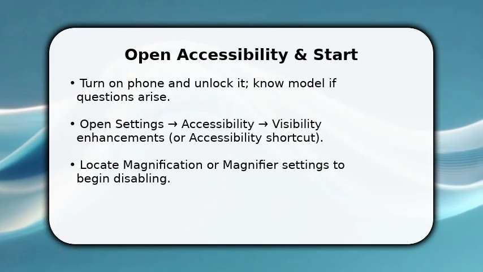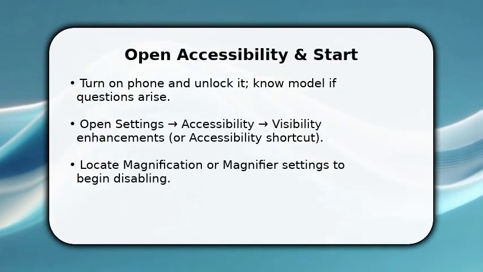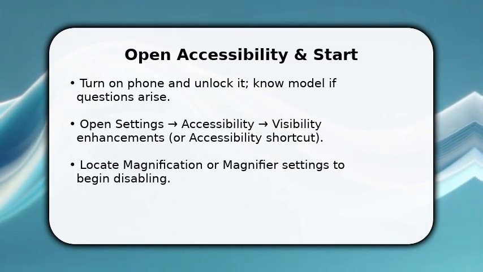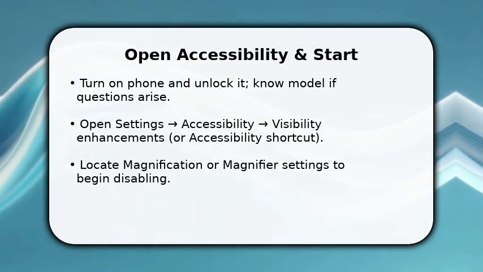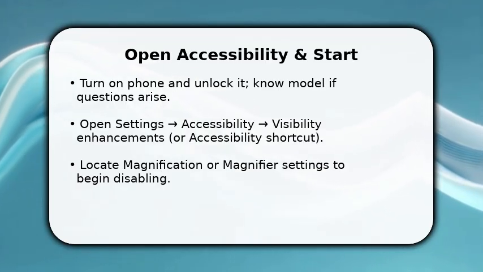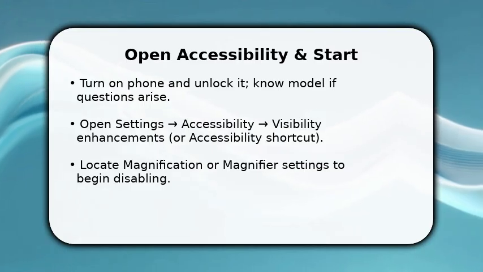You're starting right inside Settings, no extra prep. Open Settings, then Accessibility, and go to Visibility Enhancements or Accessibility Shortcut. That's where Samsung keeps magnification. Once there, tap Magnification or Magnifier to see its options.